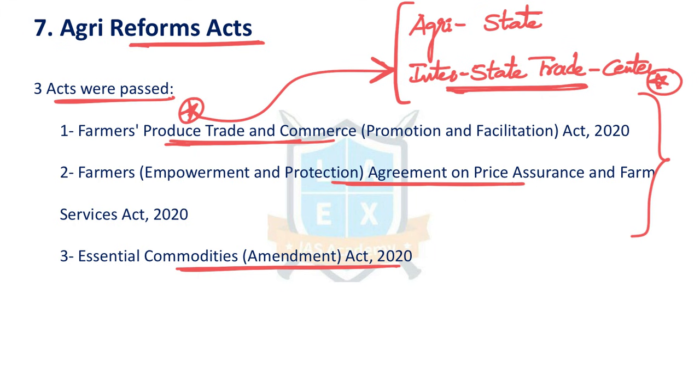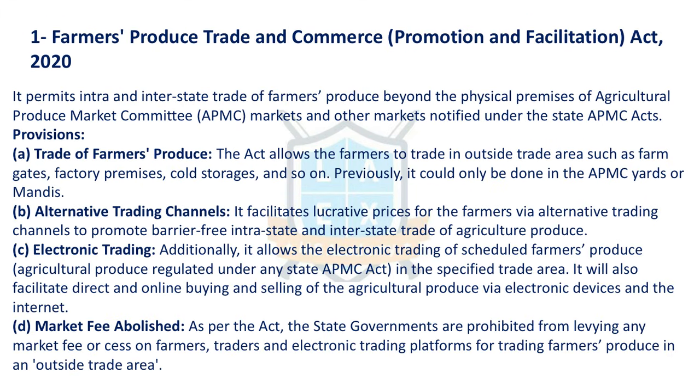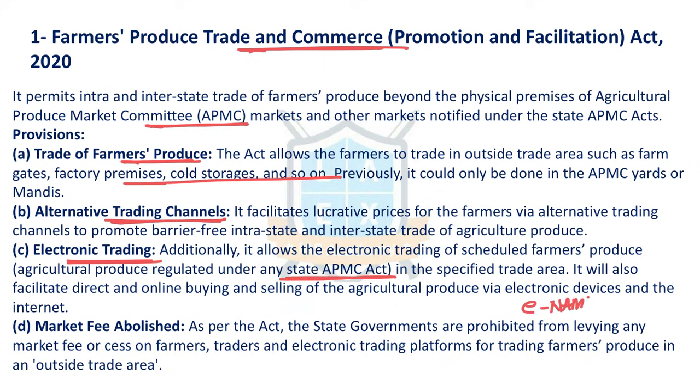Now let us understand the three laws briefly. First one is the Farmers Produce Trade and Commerce Act. This act allowed for the trade of the farmers' produce outside the APMC markets also, at the factory premises, cold storages, etc. Alternative trading channels are provided, including electronic trading channels. Already we have ENAM, so this will be strengthened now under the Farmers Produce Trade and Commerce Act.